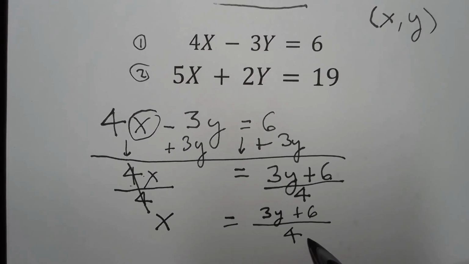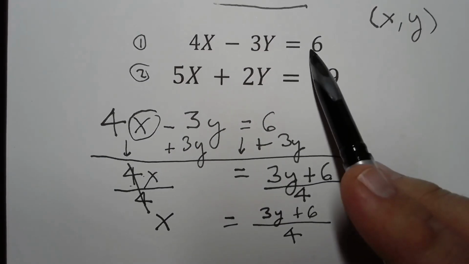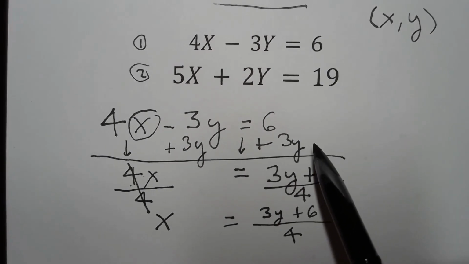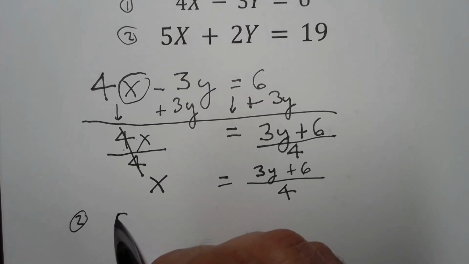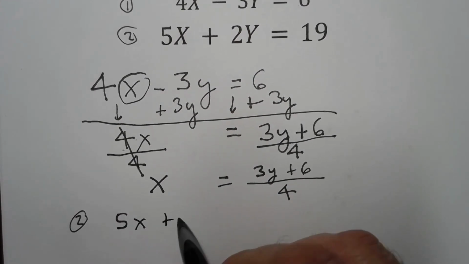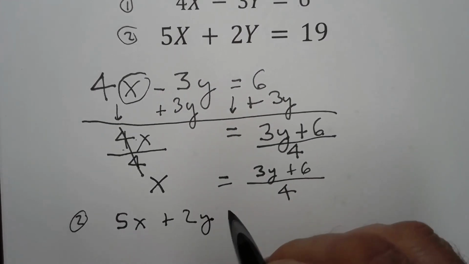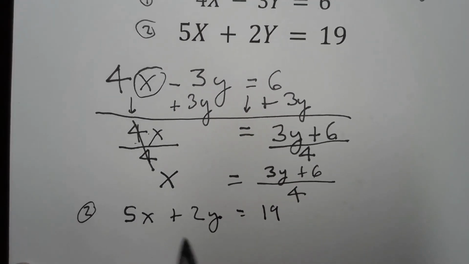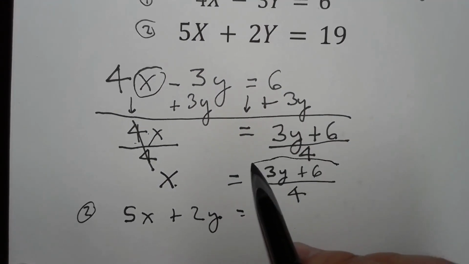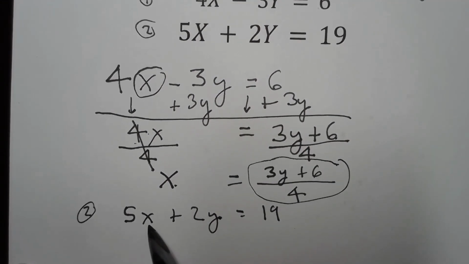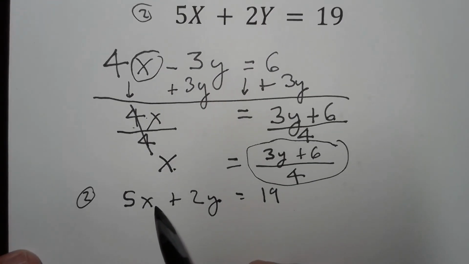It's a little messy, I agree, but that is what the x works out to be when I'm solving for x in equation 1. So now I'm going to copy down equation number 2, which is 5x plus 2y equals 19. And I've copied down equation 2. Now I want to take my x from equation 1, which is right here, and I'm going to plug it back into equation 2.